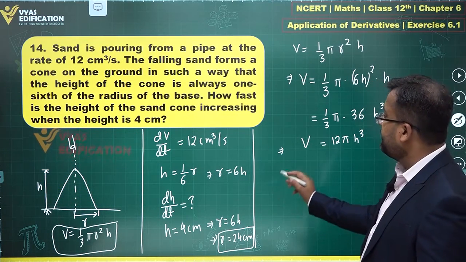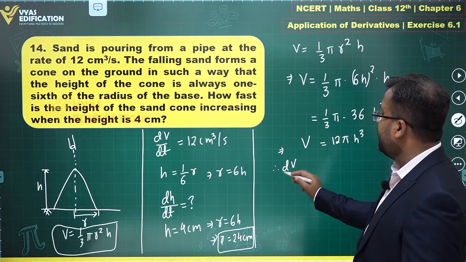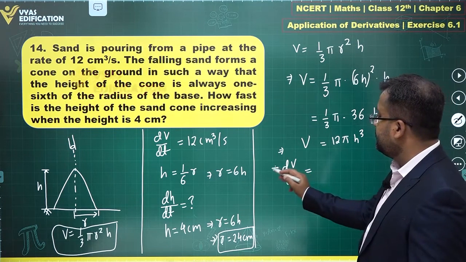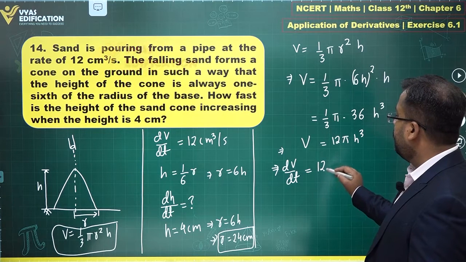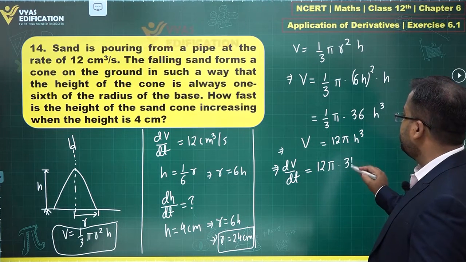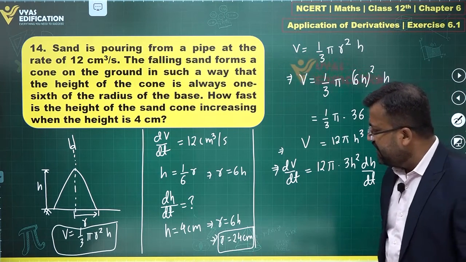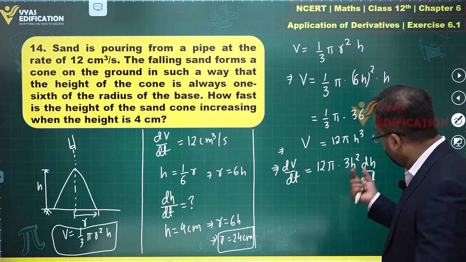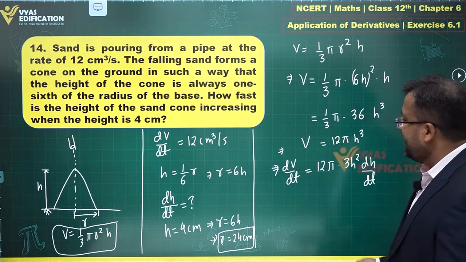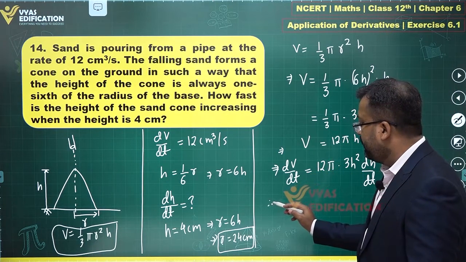Volume with respect to T. Therefore, dV by dt is equal to 12 pi times 3h square dH by dt. Oh, we don't need this one actually. We only need h. Okay. And we can find dH by dt very easily. Therefore, let's substitute the values.